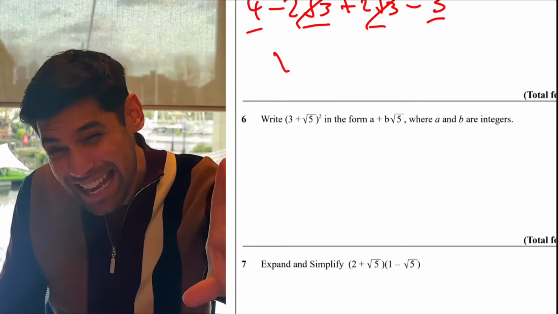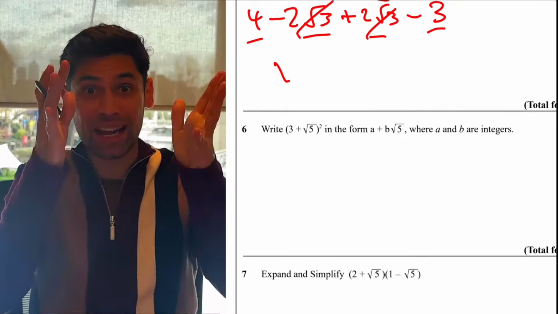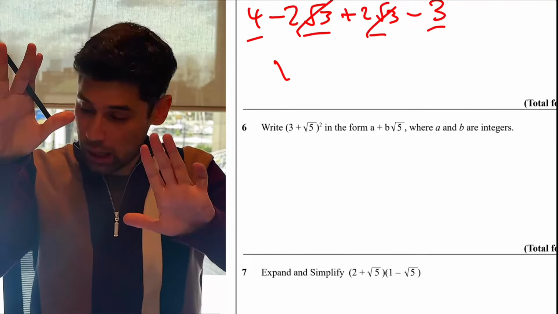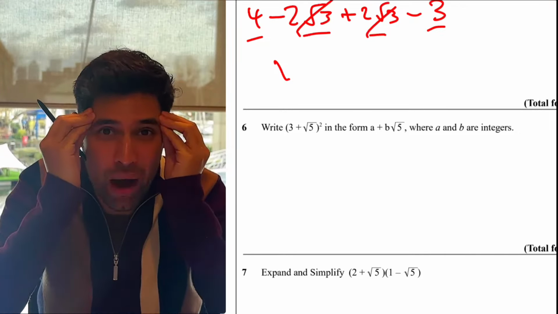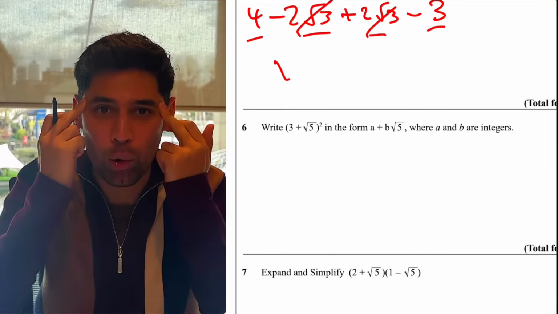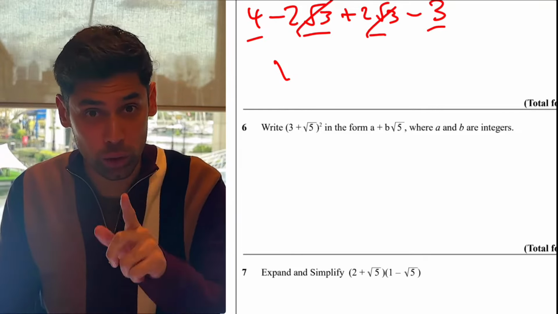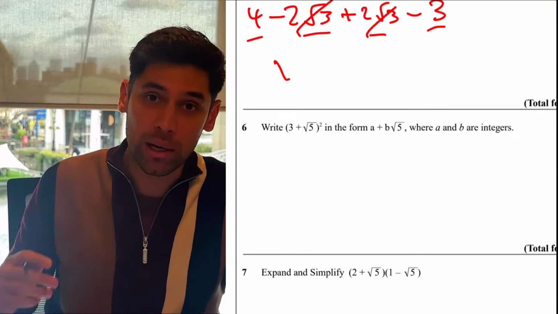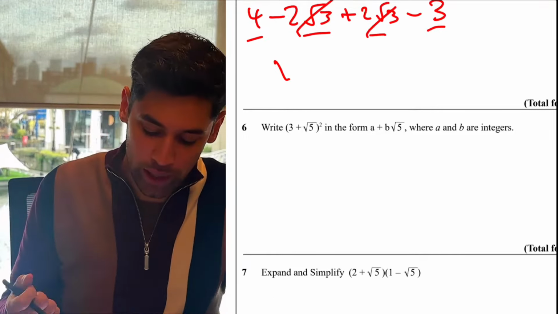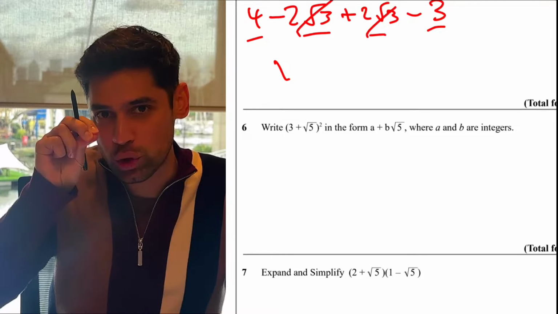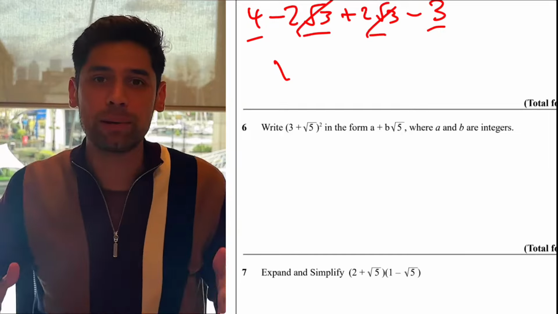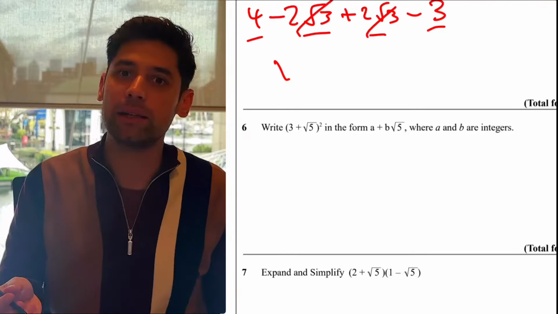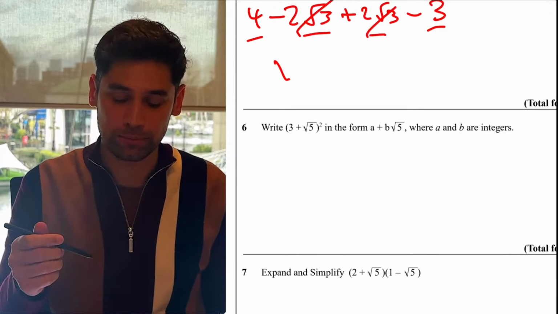Question 6. Anytime you see a bracket squared, you need to be so careful. I want you to remember this. I want this to pierce into your mind and burn on the skin of your brain. Your brain doesn't have skin, so ignore the fact that I said that. But burn into the muscle in your brain. When you see a bracket squared, write it out next to itself. Squared means times by itself. It doesn't mean square everything in this bracket.